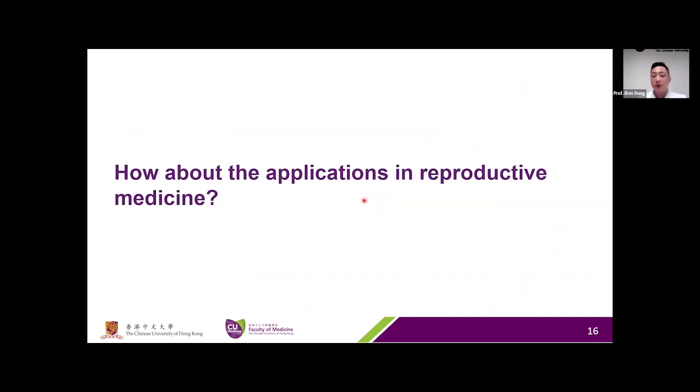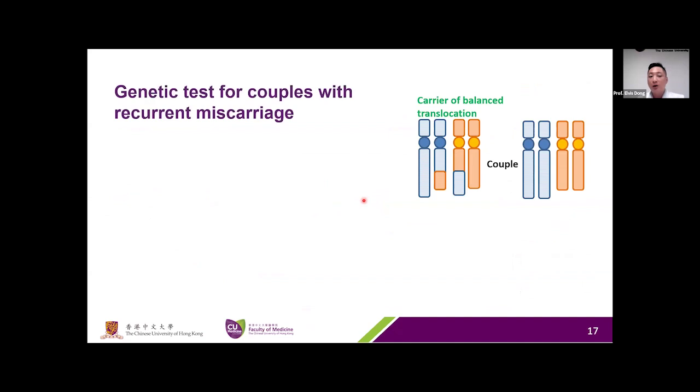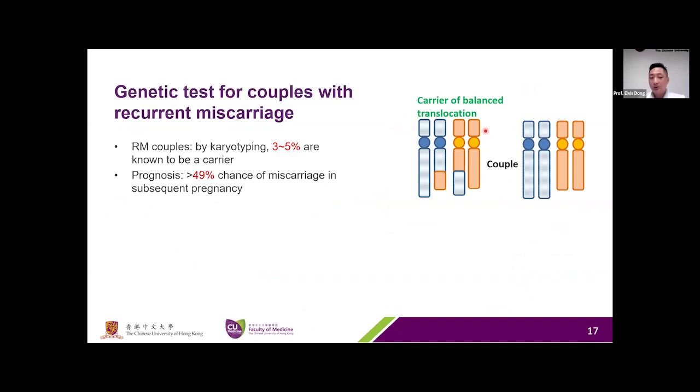So how about the application in reproductive medicine? As we all know, recurrent miscarriage is a group with enrichment of balanced translocation. In the old days, by using karyotyping, we knew that in 3 to 5% of cases, one of the couple will be a carrier of balanced translocation. This carrier might always be asymptomatic, so they might not be picked up if they don't go to the genetic clinic later on. But for this couple, over 40 to 50% of the chance will still be miscarriage in subsequent pregnancy.